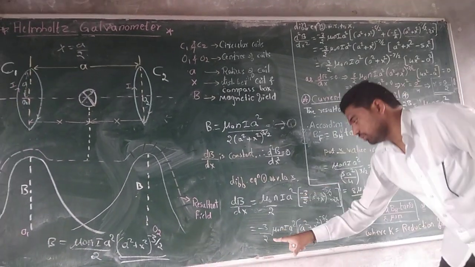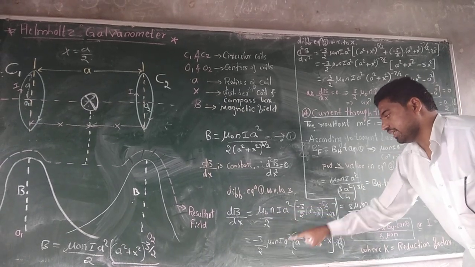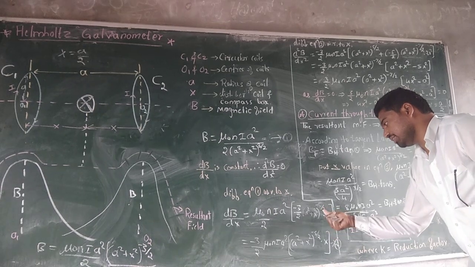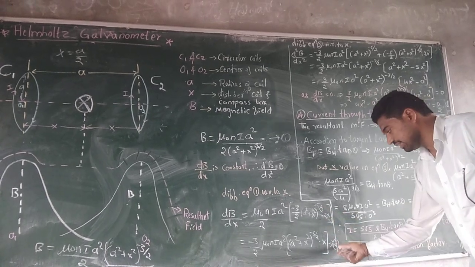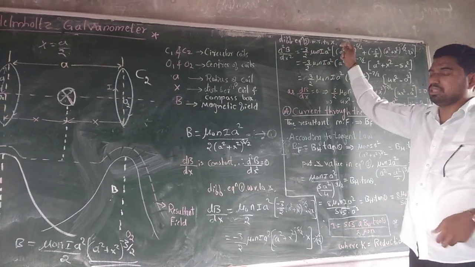Okay, the 2 cancel, and the remaining term is mu naught n I a square into minus 3 by 2, a square plus x square raised to minus 5 by 2, into x. All that is equation number 2. Now again you have to differentiate equation 2 with respect to x.